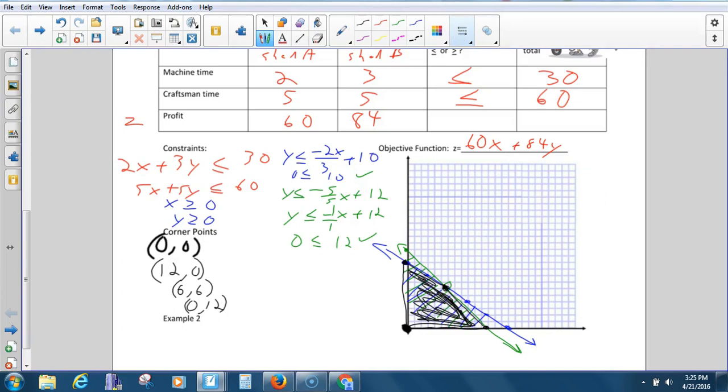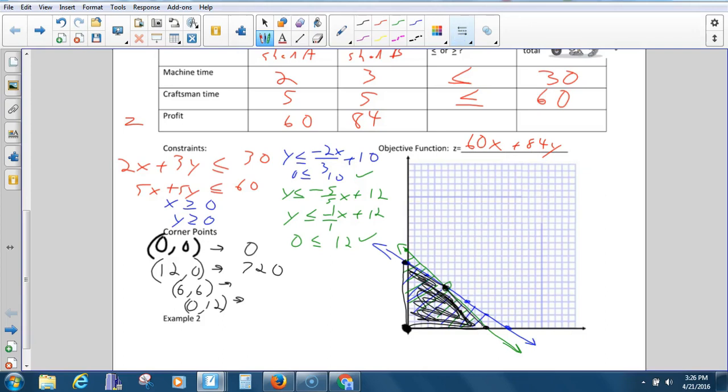Now I'm going to test these 4 points and see what I get for a z-score. Well, if I plug in 0, 0, 60 times 0 plus 84 times 0, it just gives me 0. Now, a good way to maximize profit. 12, 0, I need to do 60 times 12. Okay? So 720. Plus 84 times 0. So that's just 720.